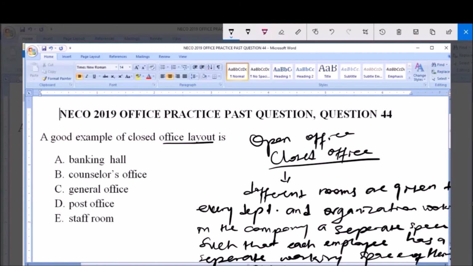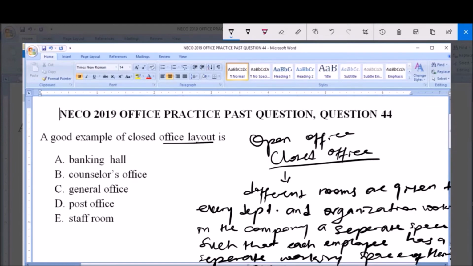In terms of closed office layout, unlike the open office layout, rooms are given to every department, every organization in a company, in such a way that every employee in this company or organization has their own separate working space. But in an open office, a general space is shared among workers.